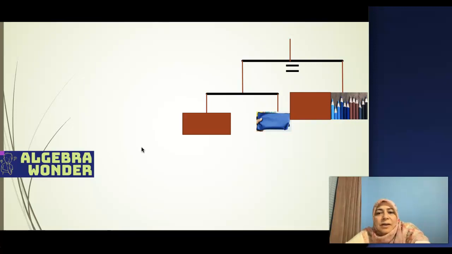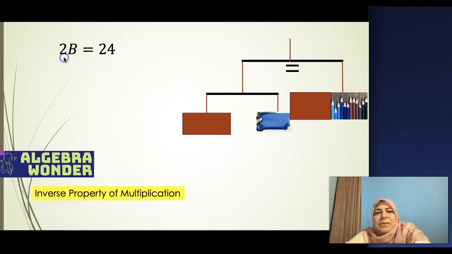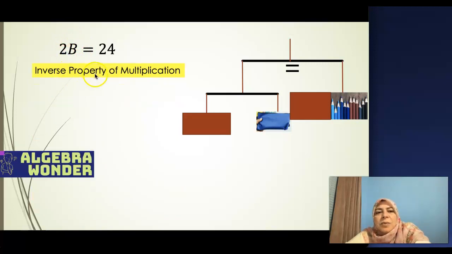We're going to use a property here that we learned before. So I have 2 bags of pencils, balanced with 24 colored pencils. How many in each bag? In this scenario, I want to isolate the variable. I need to know how many in the box. So I'm going to use the inverse property of multiplication. What is that? If you multiply a number by its reciprocal, it gives you 1. And this is what I want. I want to know how many colored pencils in 1 bag, not 2 bags. So the reciprocal of 2 is 1/2, and 2 times 1/2 gives you 1.